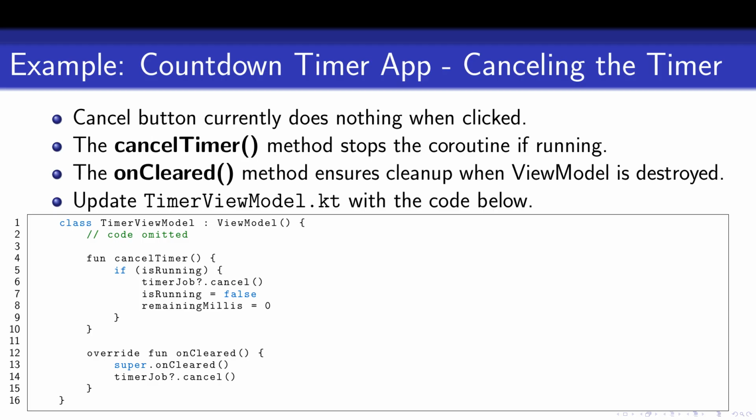To cancel the timer, you implement a cancel timer method in the ViewModel. This method checks if the timer is running, cancels the coroutine, and resets the timer state. You also override the onCleared method so that the timer is automatically stopped when the ViewModel is destroyed. This prevents memory leaks and ensures that your app behaves responsibly.